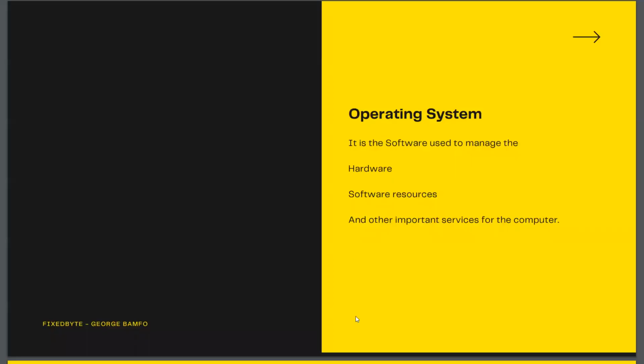Okay, so we're going to look at something very interesting with computers. That's the operating system.